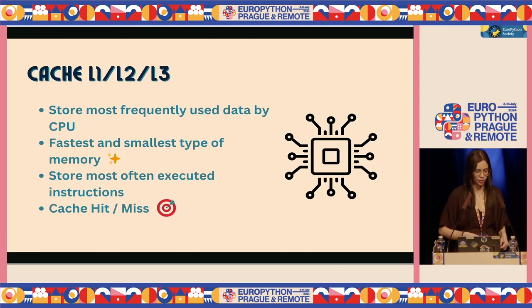Then we have caches: cache L1, L2, and L3. They are used to store the data most frequently used by the CPU, so if you're using a lot of this data, it will end up in the cache. It is fast and small compared to the RAM, and it often stores the most frequently executed instructions.